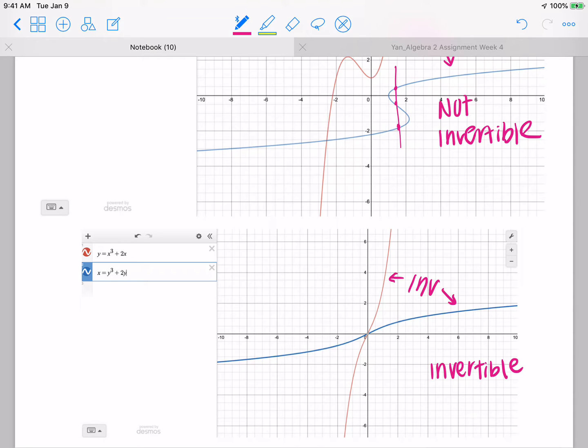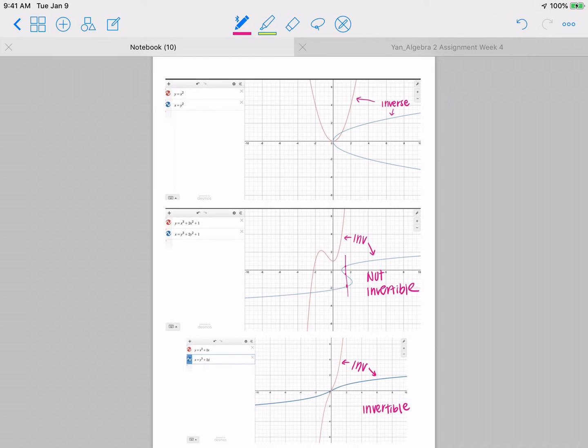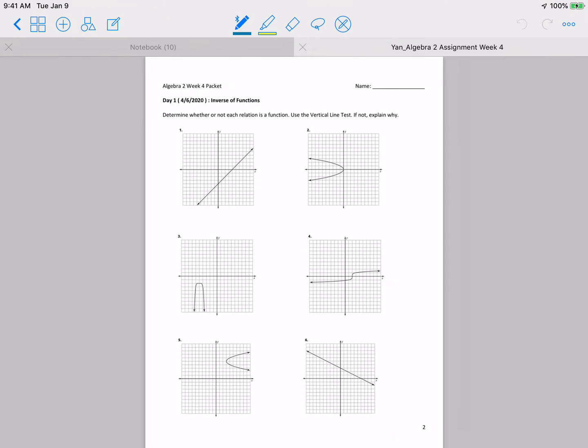Okay, and this is basically it for lesson one. For lesson one, you're not doing your homework on any of these invertible or inverse graphs. Your homework is just this page right here, and they're only asking you whether it's a function or not. Use the vertical line test. If it is not a function, you have to show me why it is not a function.